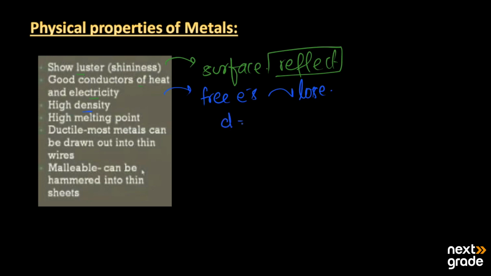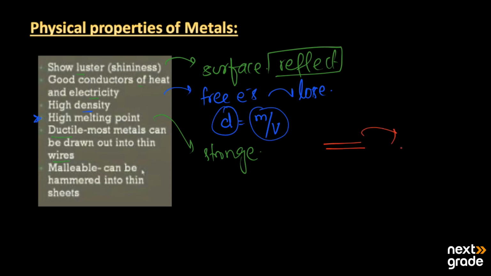Density is the mass per volume ratio. So they have a high mass to volume ratio and become denser. They have a high melting point. High melting point means the bond between them is stronger, so that's why they have a high melting point. Then they are ductile. Most metals can easily be drawn out into thin wires. This property is known as ductility.